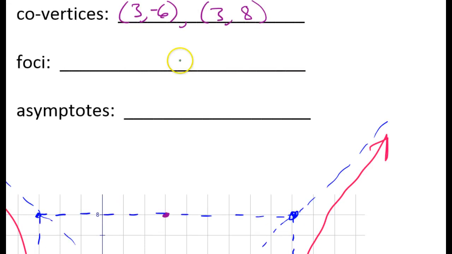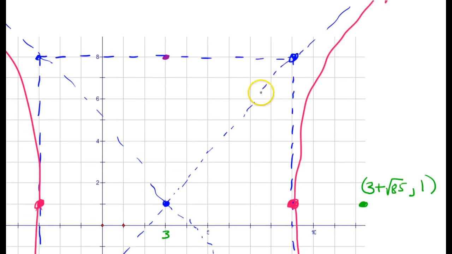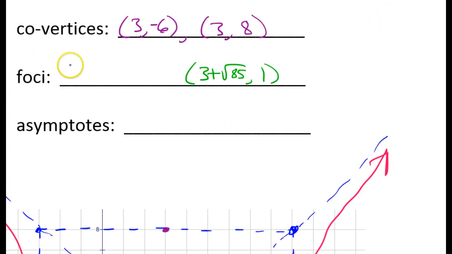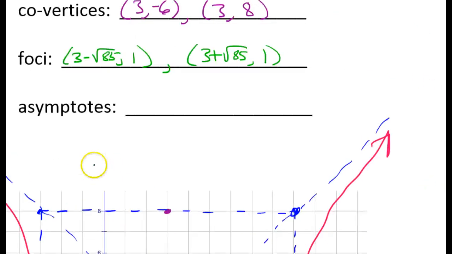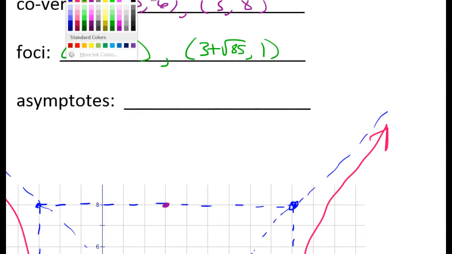So I have one focus, which is going to be 3 plus radical 85, comma 1. Similarly, the leftmost focus will be 3 minus radical 85, comma 1. Because I'm going to start from the center, I'm going to start at 3, and I'm going to go left radical 85. So 3 minus radical 85, and the y value is 1. So that's the foci. Now how about these asymptotes?